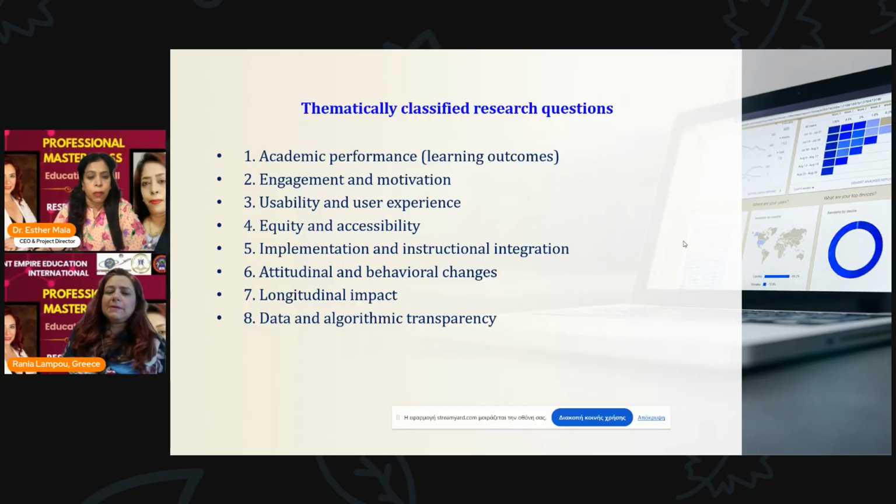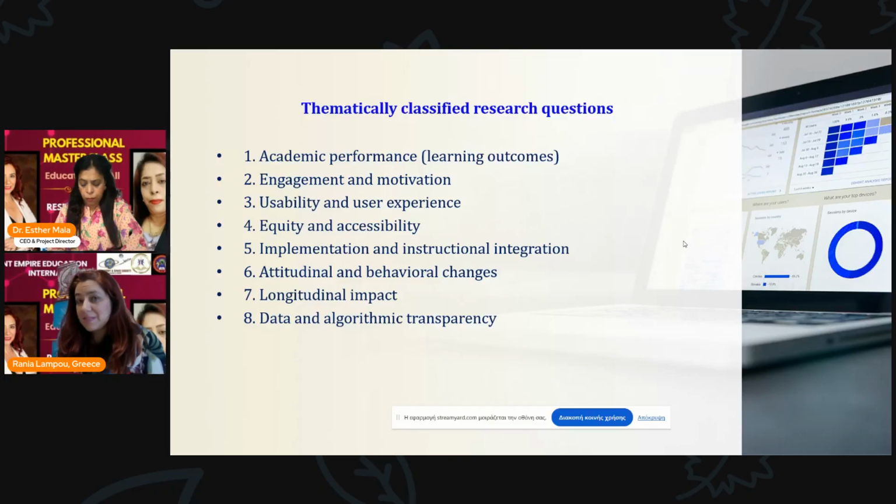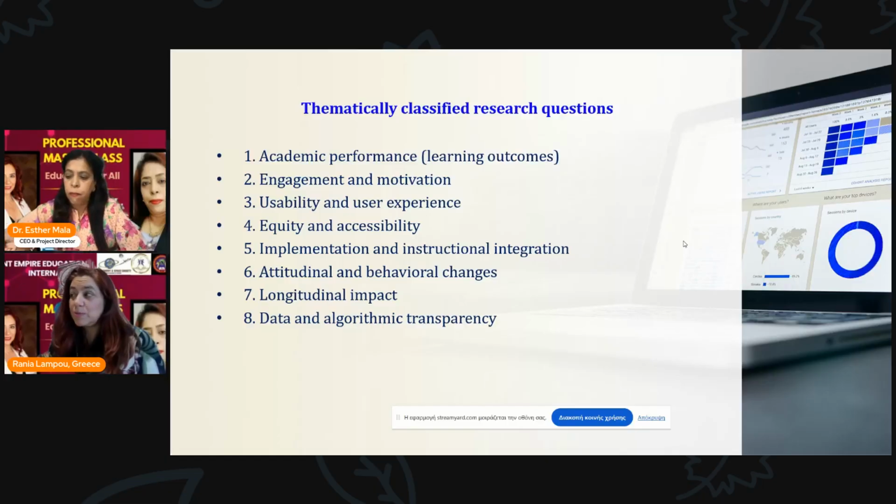If we're interested in attitudinal and behavioral changes, then we can ask how this tool influences students' attitude towards the subject matter. Has student confidence in learning or self-efficacy improved due to the AI tool, or do students develop greater autonomy or responsibility for their learning through this tool? And longitudinal impact, for example, do the improvements in learning outcomes persist after the AI intervention ends? Are students who use this tool better prepared for subsequent grade levels or standardized tests? This is what we call longitudinal impact.